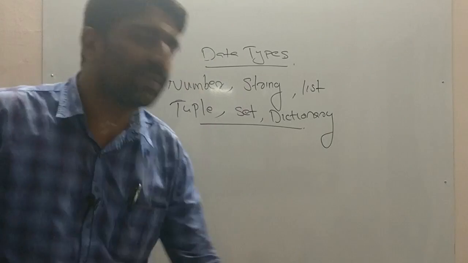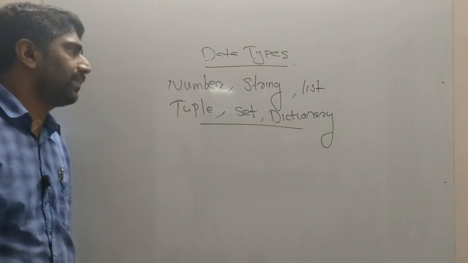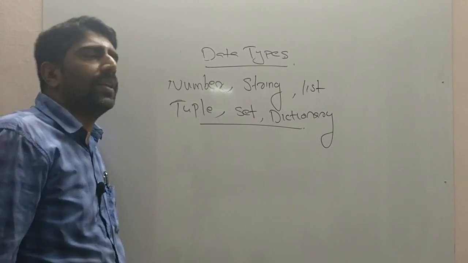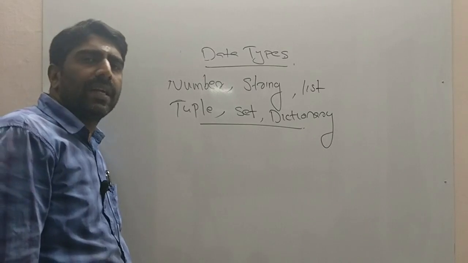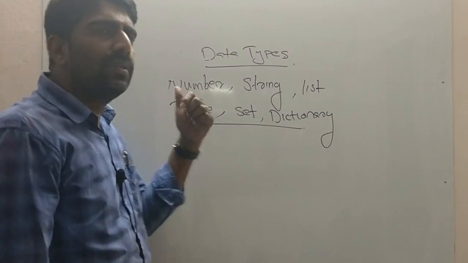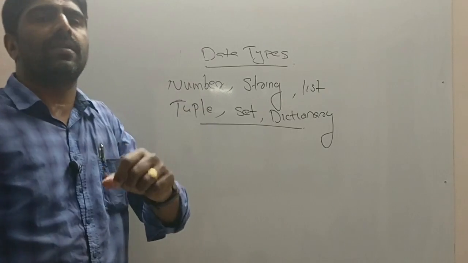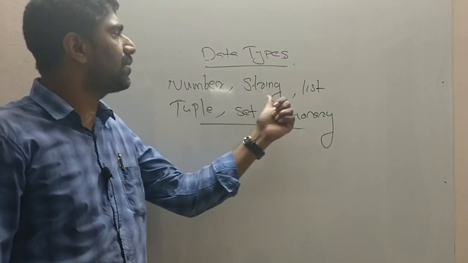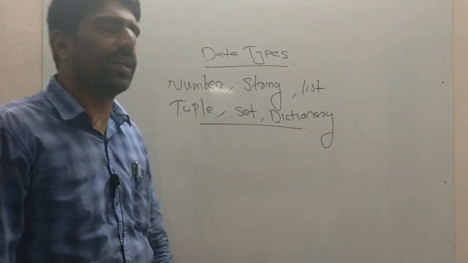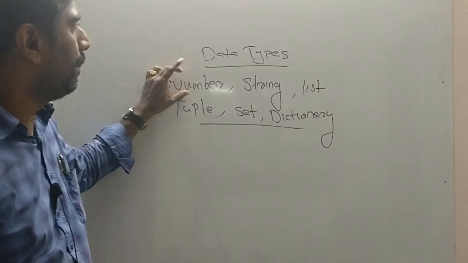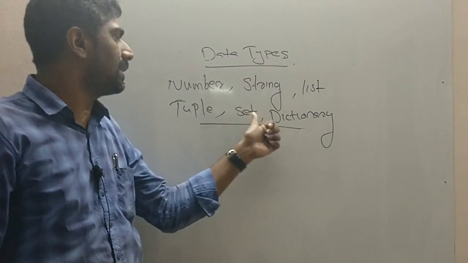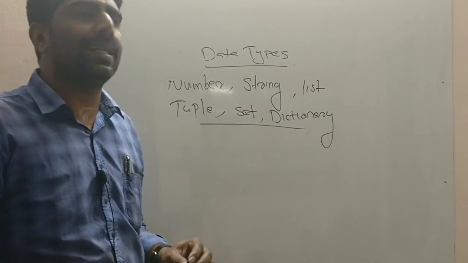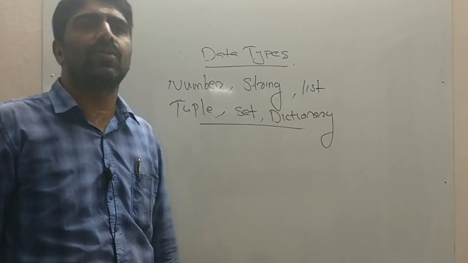All these data types are fundamental data types, or we can say built-in data types or predefined data types. Predefined data types means this data type is already defined. At development time, the developers already defined some data types. Such data types are called predefined data types. In Python, number, string, list, tuple, set, and dictionary are the fundamental data types or built-in data types.